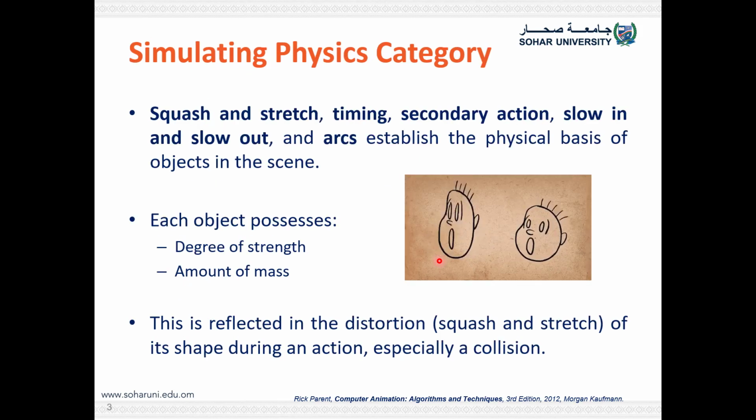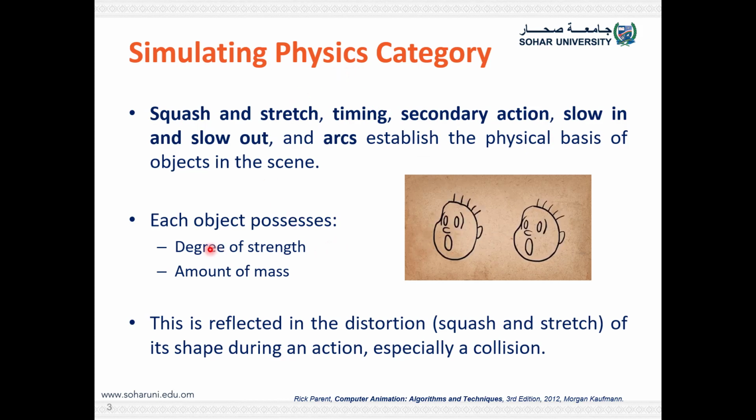Now, these principles are divided into categories. The first category is called simulating physics. Under this category, we have these principles: squash and stretch, timing, secondary action, slow in and slow out, and the last one is called arcs. So these principles are under this category, which is called simulating physics.